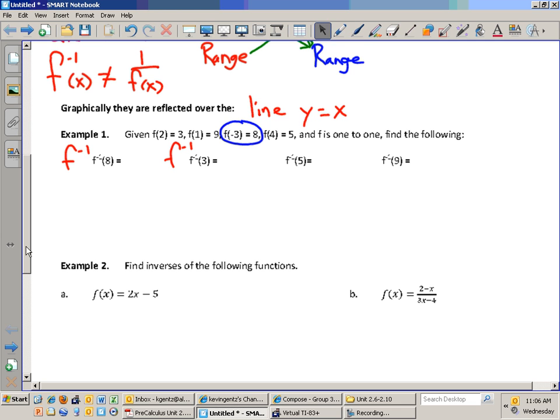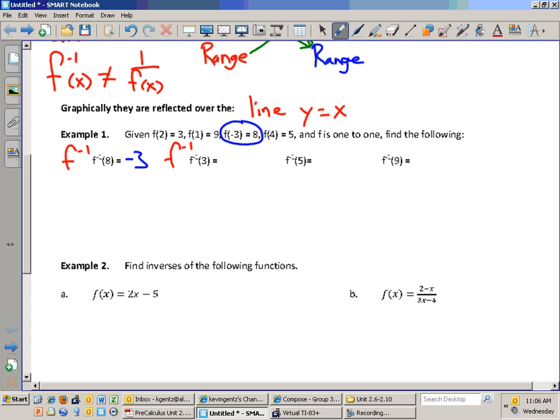Yeah. So what Parker realizes here is f inverse of 8 means 8 in the range of f will give us negative 3 in the domain. So it kind of undoes what happened before. Again, the inverse will produce the domain of the original function.